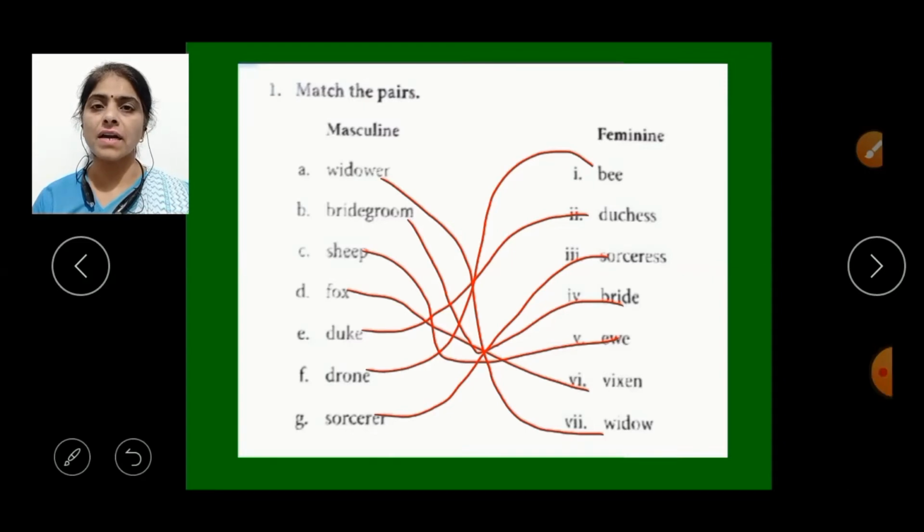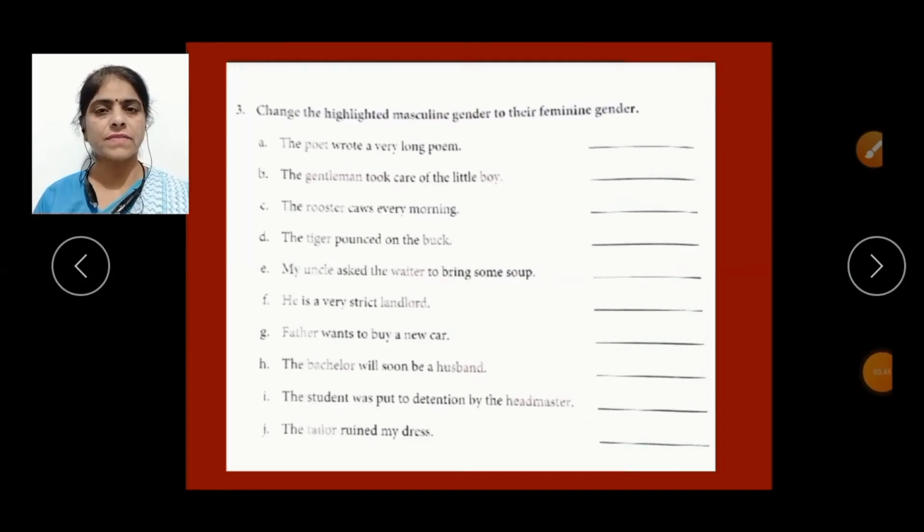Now let's have another exercise which is related to masculine and feminine gender. Here is the exercise which is given on page number 16. In this exercise, we have to change the highlighted masculine gender to their feminine gender.